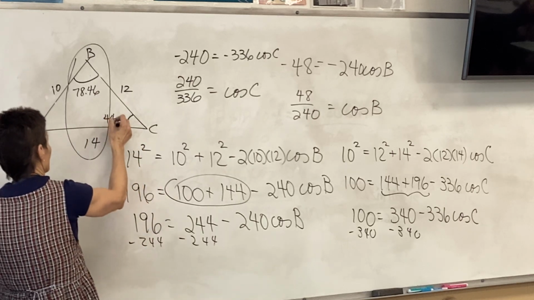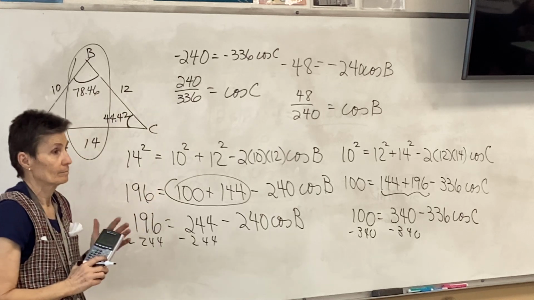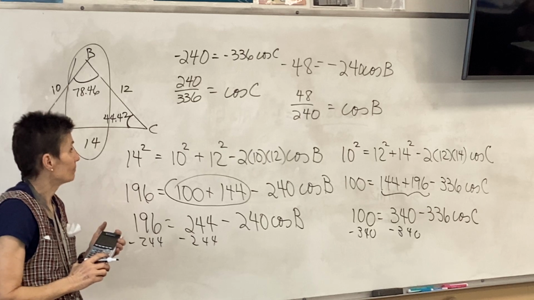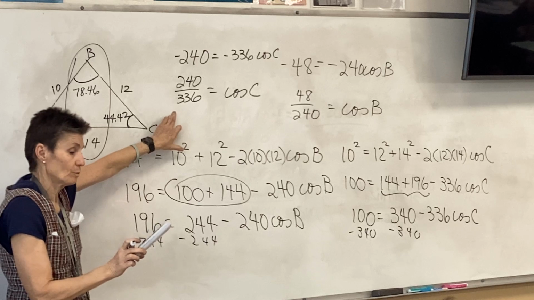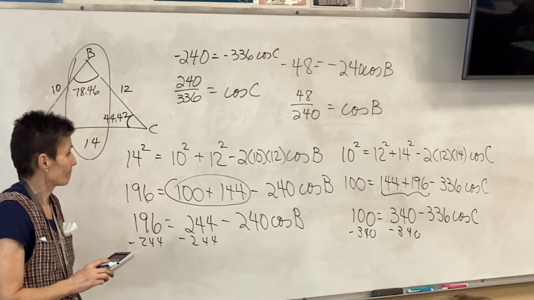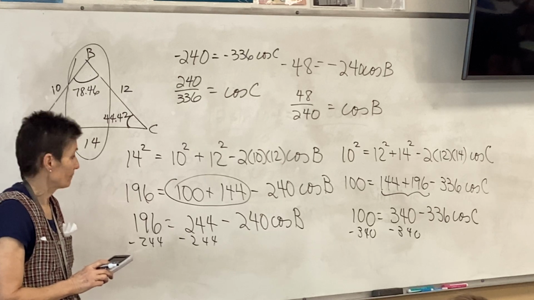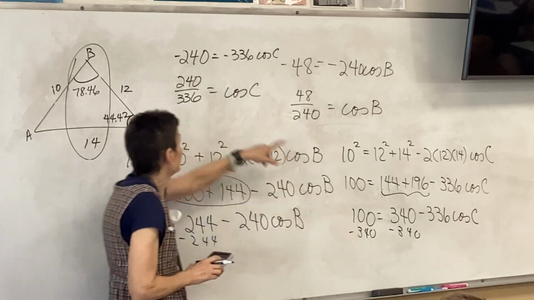240 is a negative, so you plus over 336, second cosine. That's negative 240.